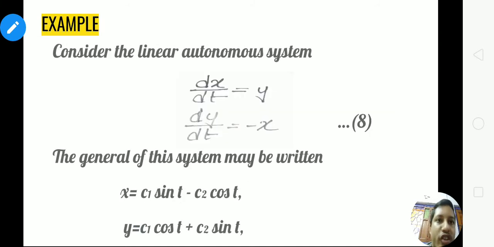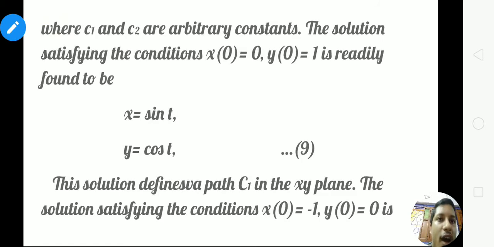Example. Consider the linear autonomous system dx/dt = y, dy/dt = -x, indicated by equation 8. The general solution of the system may be written x = c1 sin t - c2 cos t, y = c1 cos t + c2 sin t, where c1 and c2 are arbitrary constants. The solution satisfying the conditions x(0) = 0, y(0) = 1 is readily found to be x = sin t, y = cos t.